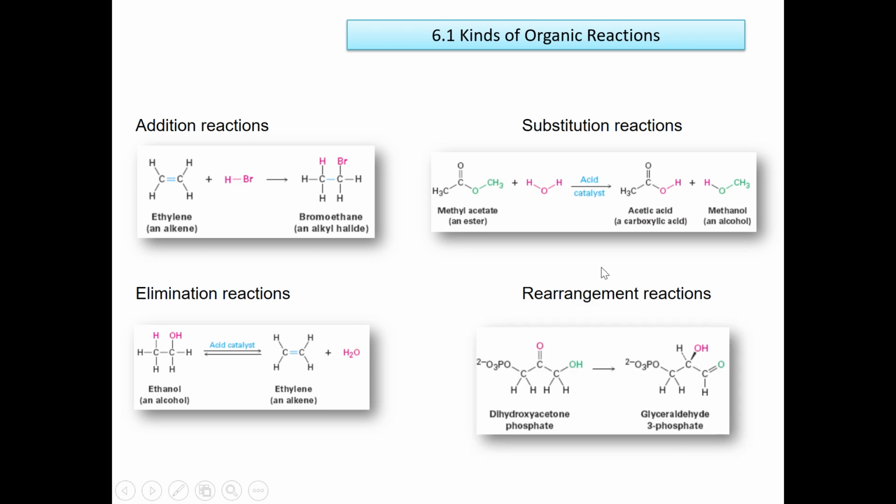And finally, we have rearrangement reactions, that basically are movements of protons or atoms in the same molecule. For example, we have this dihydroxyacetone phosphate, and basically what we can do is reduce this ketone, oxidize at the same time this alcohol, and we generate the glyceraldehyde 3-phosphate. The only thing that we do is to move this proton to here from here. Okay.